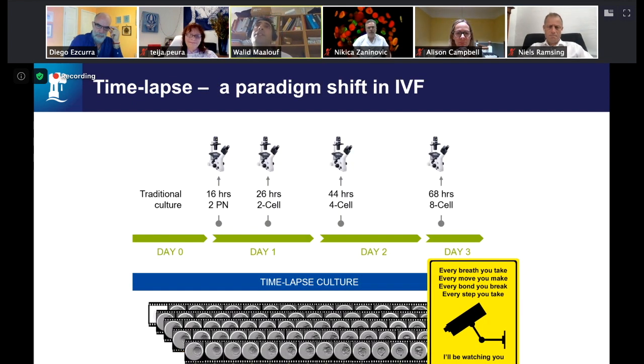So this illustrates the same thing. It's a better illustration showing on top how you have what you call standard evaluation, taking the embryos out on a daily basis for single checks on development. And at the bottom, you have a series of time-lapse images that can be run as a video for evaluation anytime during or after the treatment.